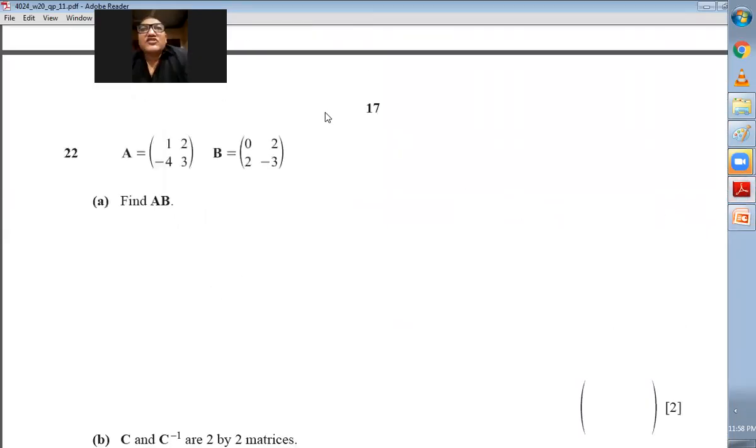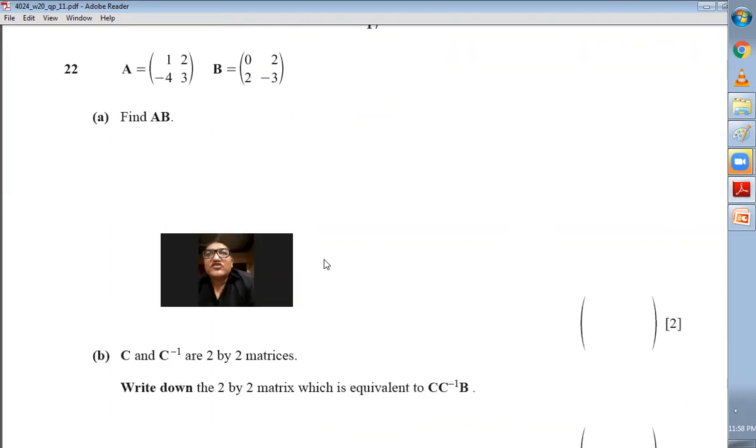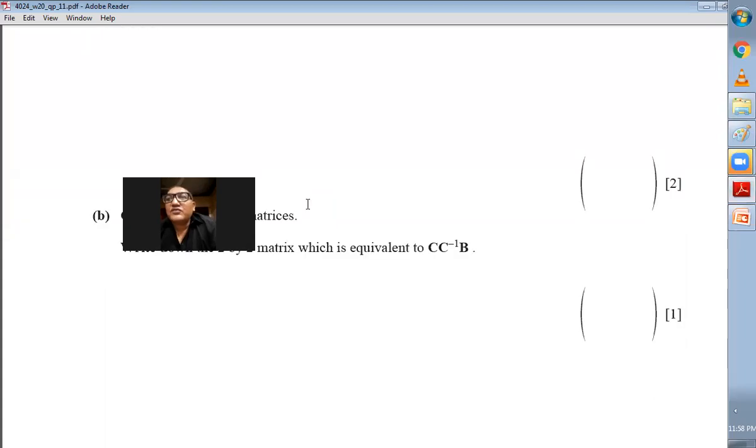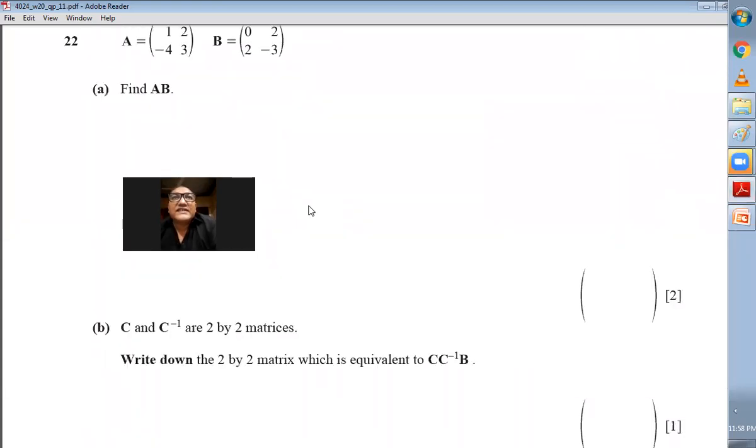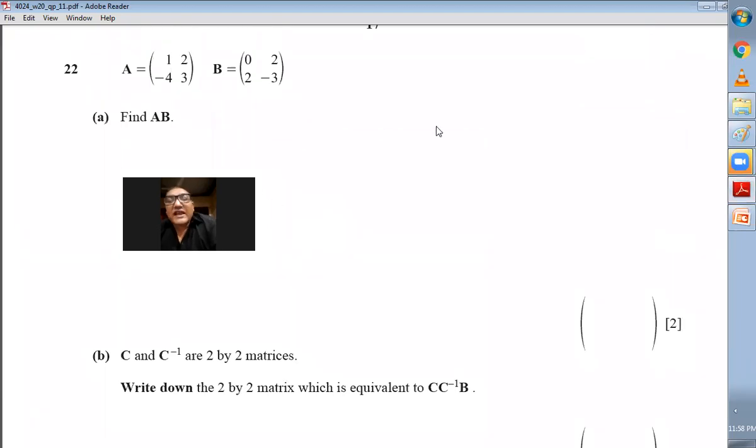So this was a 3-mark question, that was question number 21. Now we are going to question number 22. There are 2 parts in question number 22. In the A part, the A matrix is given, the B matrix is given, and he wants you to find AB, A multiplied by B. A is a 2 by 2 matrix, B is also a 2 by 2 matrix. Their multiplication is possible, so just write them and then multiply them.